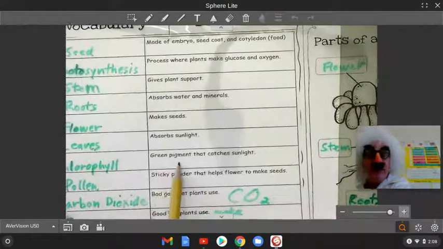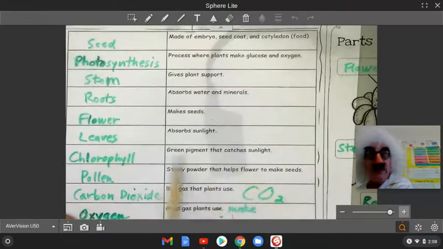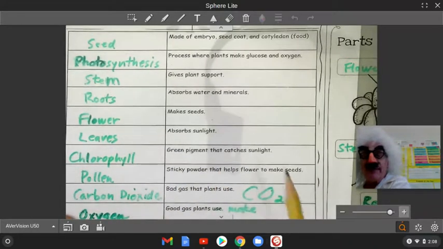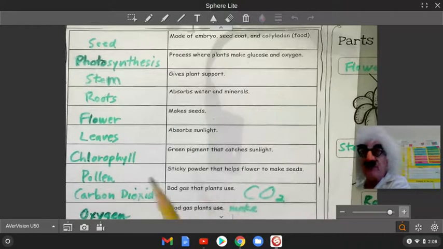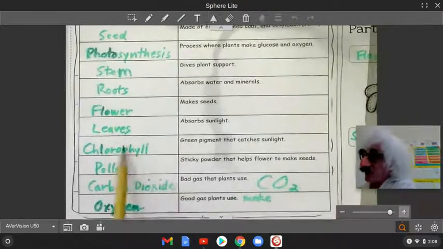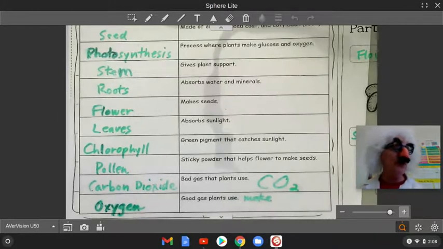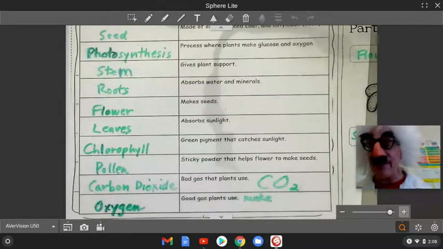Chlorophyll is the green pigment that catches the sunlight. Actually, it's the chloroplasts. But chlorophyll is the green stuff in the leaves of the plant that makes the plant green. Okay? And then once carbon dioxide, sunlight, air, water, nutrients have come in, then oxygen is released along with the sugar, which is called glucose. Okay? So that is a little lesson on what photosynthesis is.